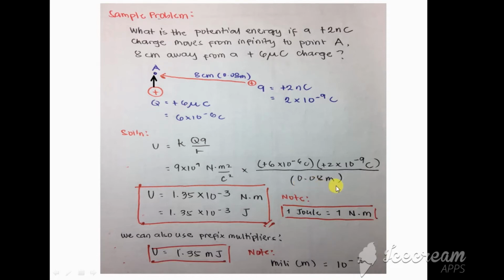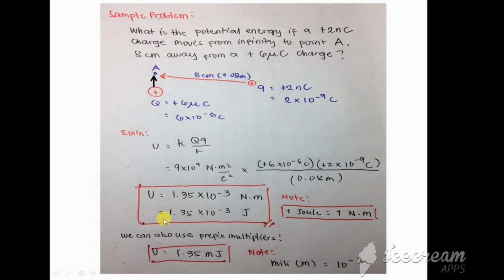Take note that the distance given was in centimeters, so you have to convert it into meters. So we have 0.08 meter. Now, using your calculator, kindly check if you get the final answer. So the final answer, the electric potential energy, is 1.35 times 10 raised to negative 3 newton meter. And take note that the unit newton meter is equal to joules. So we can use joules as a unit for electric potential energy.